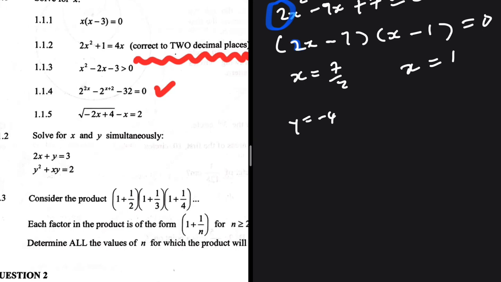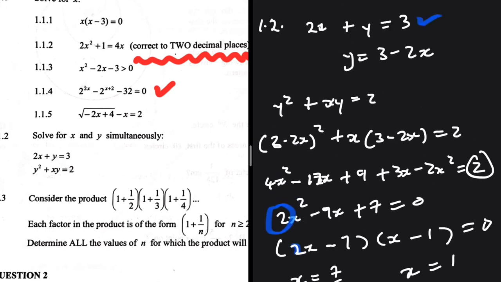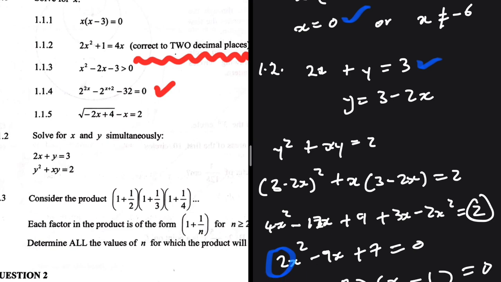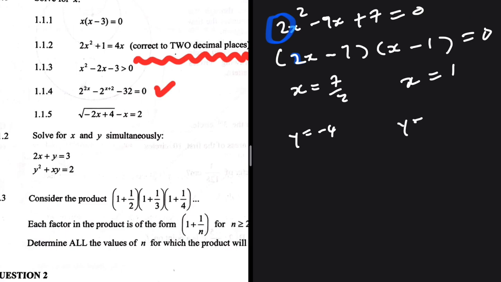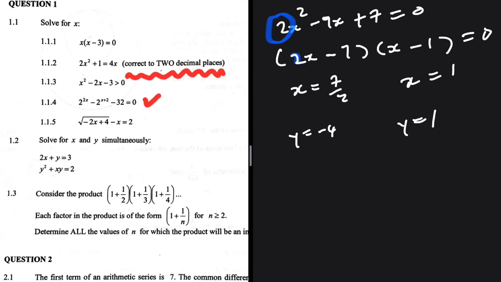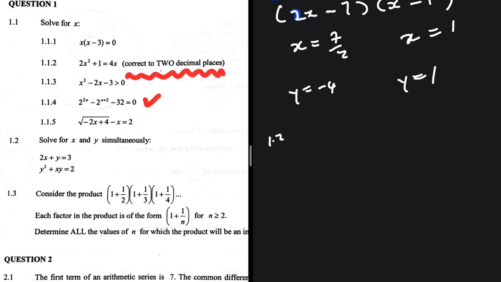What about the case where x is equal to 1? So 3 minus 2 multiplied by 1 gives us 1. So y is equal to 1. Okay, and then let's take a look at 1.3.